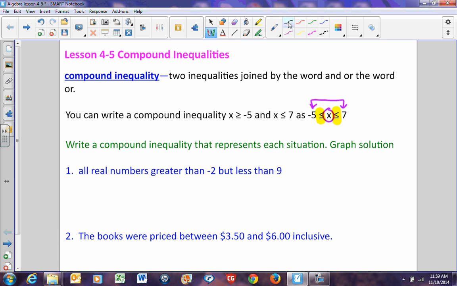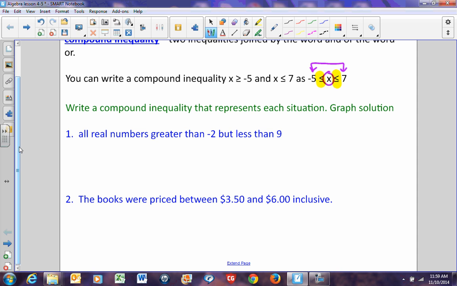If we wanted to write a compound inequality that represents something, let's look at this first example here. All real numbers greater than -2 but less than 9. Literally what that means is all my numbers are greater than -2 but less than 9, which means anything between -2 and 9, not including -2 and not including 9, which means I have to write my inequality: x, my variable, is greater than -2 but less than 9. You read it from the inside out. You read going left and then you read going right.